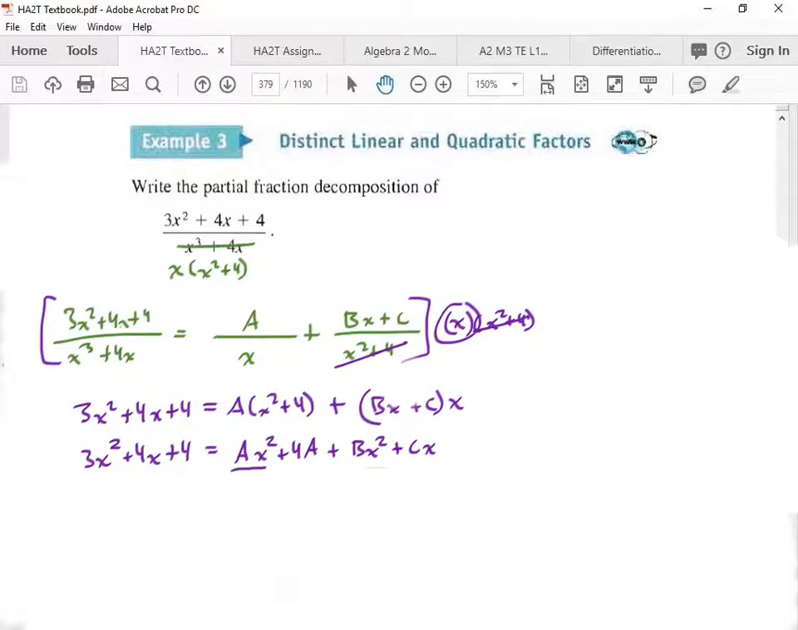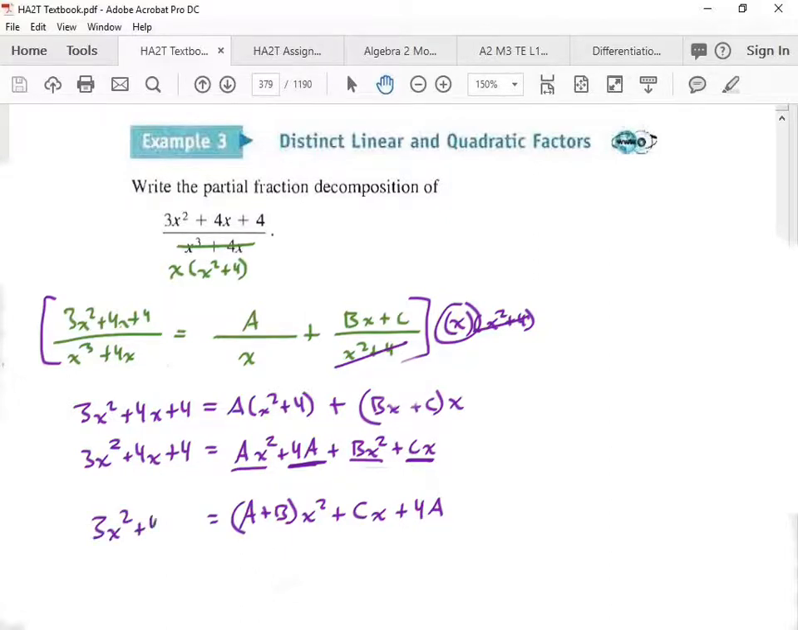We have a like term right here and here, they're both x squareds. So how do I combine those? What do you write? Not AB, because if you write AB, that's multiplying. A plus B, x squared. Now do we have an x term? Right there, and nobody's like it, so we just write Cx. Do we have a constant? Right there, that's 4A, because there's no x with it.